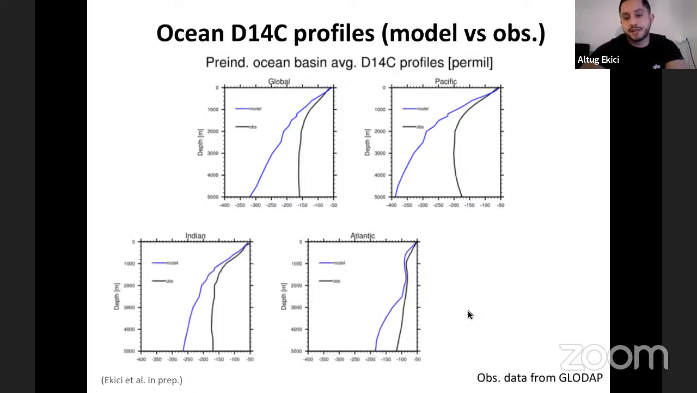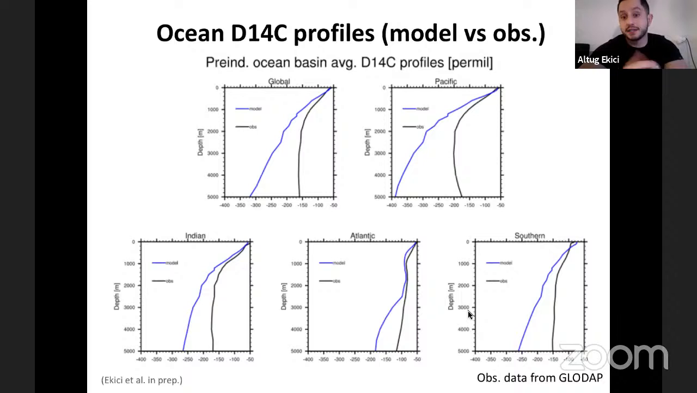The same can be said for the different ocean basins, for the Indian, Atlantic, and the Southern Ocean. Again, the Atlantic is less problematic. We have less bias in the deeper Atlantic. However, in the Southern Ocean and the Indian Ocean, we still have visible and consistent negative biases.